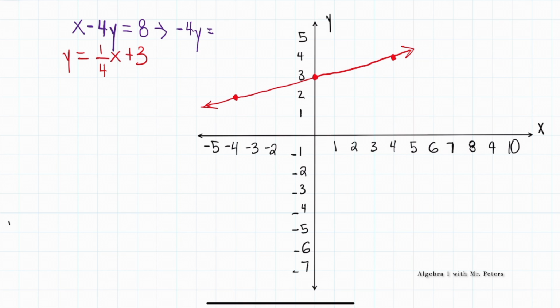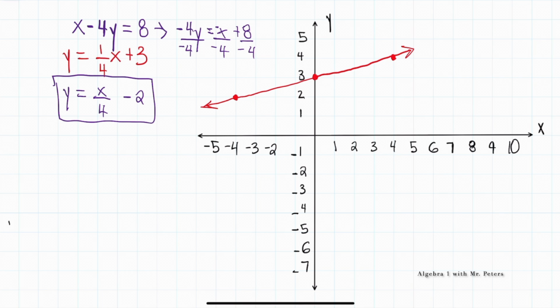-4y is equal to -x plus 8. Now we know that y has to be by itself, so I'm going to divide every term by -4. And what we get is y is equal to x over 4 minus 2. So this is the equation we're now going to graph.